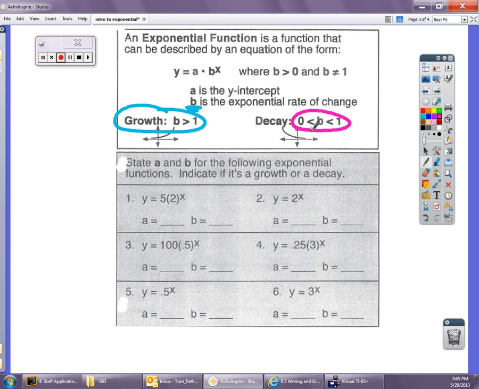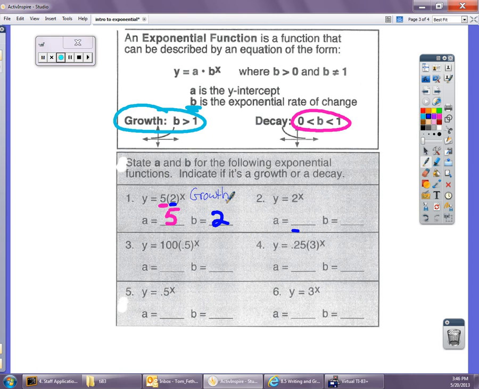So now the next thing says state a and b for the following exponential functions. Indicate if it's a growth or a decay. Well, a is our y-intercept, and that's the number out front. So a is 5. And then b is our number inside the parenthesis. So b is 2. And since b is greater than 1, this is a growth.